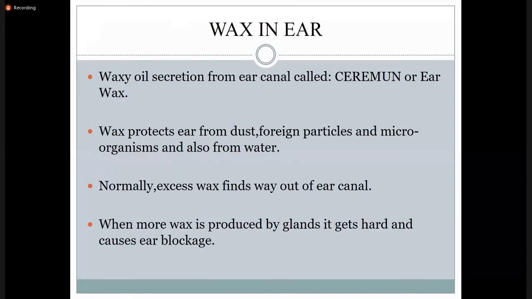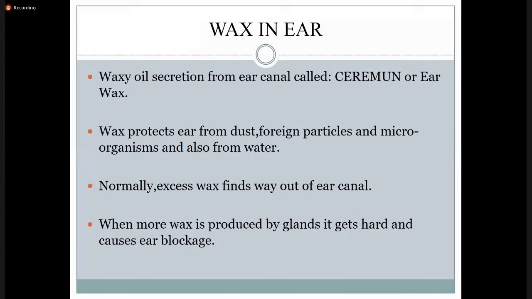You know that wax is a normal secretion. Wax is a secretion from the external ear canal called cerumen, or simply called ear wax. What is the function of wax? Wax protects the ear from dust, foreign particles and microorganisms, and also from water. Sometimes water becomes an irritant for the external ear. So wax makes it waterproof and keeps the external auditory canal safe.